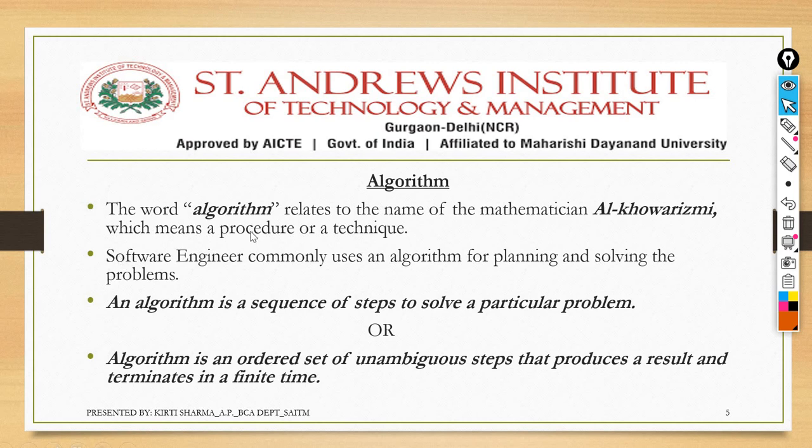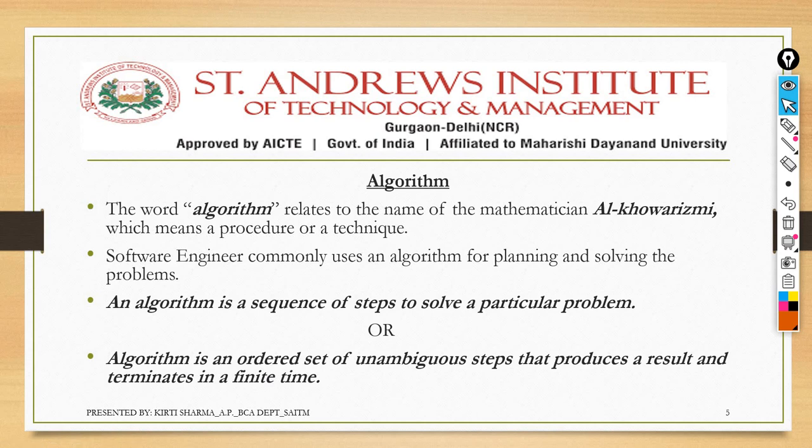The word algorithm is related to the name of the mathematician al-Khwarizmi, which means a process or a technique. Basically, software engineers commonly use an algorithm for planning and solving any problem. So how can we define an algorithm? An algorithm is a sequence of steps to solve a particular problem, or we can say an algorithm is an ordered set of unambiguous steps that produces a result and terminates in a finite time.